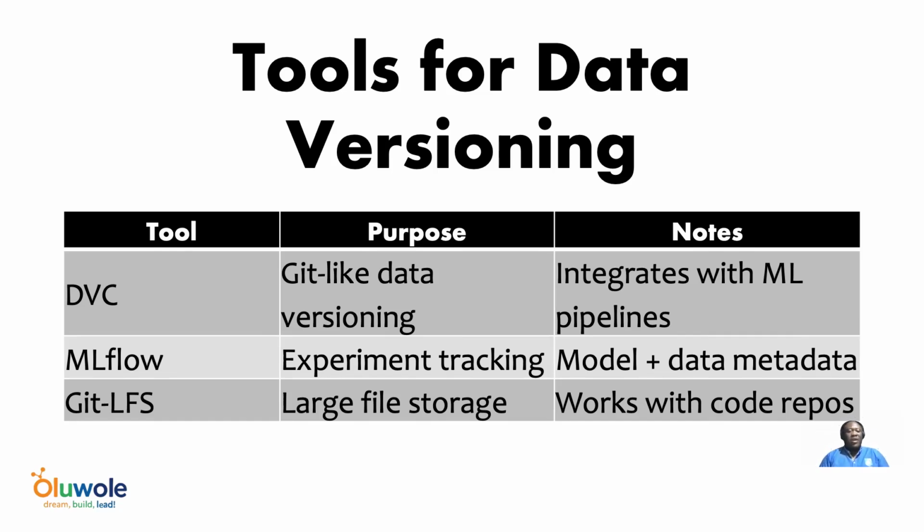Then you have Airflow. Airflow tracks your experiment, your model plus your data. Then you have Git LFS for large file storage. It works with code repositories. All these ones are for big code repositories where they have a large number of files. But for you and I, Git is enough for our versioning and we are good to go.